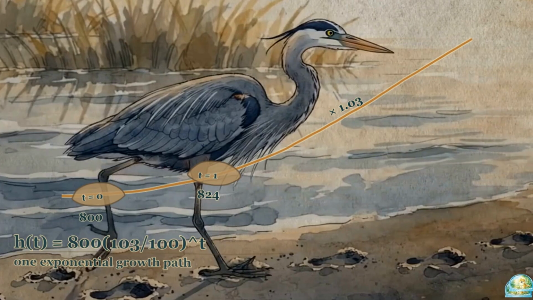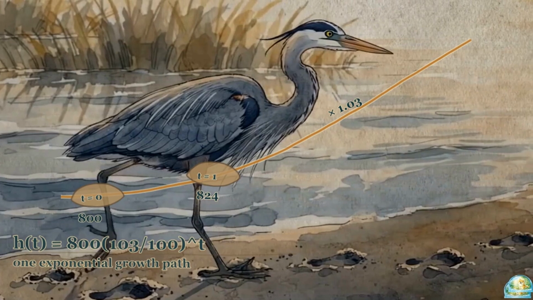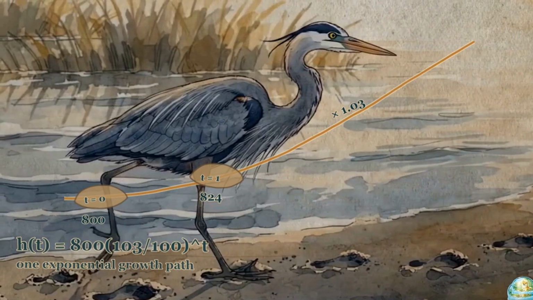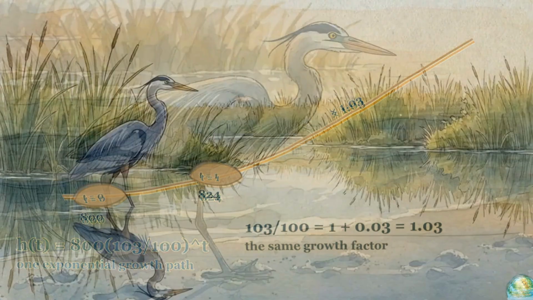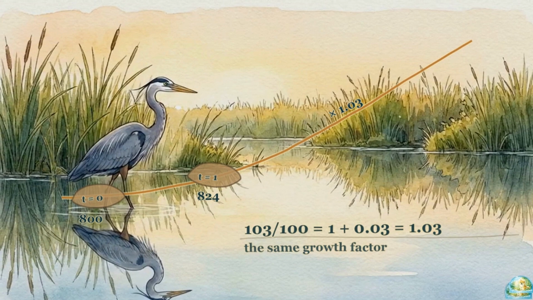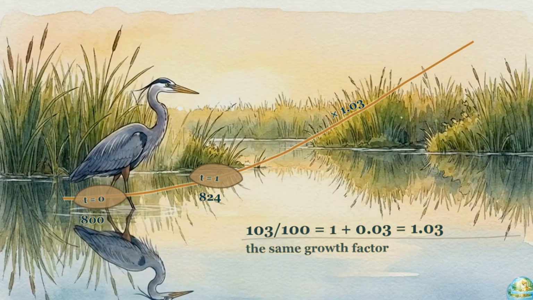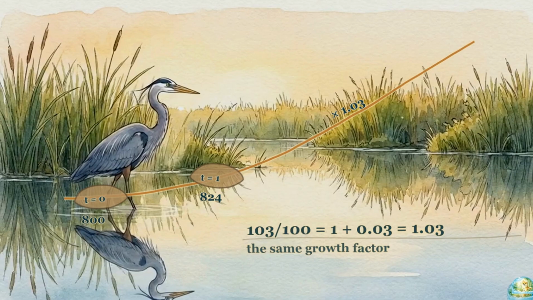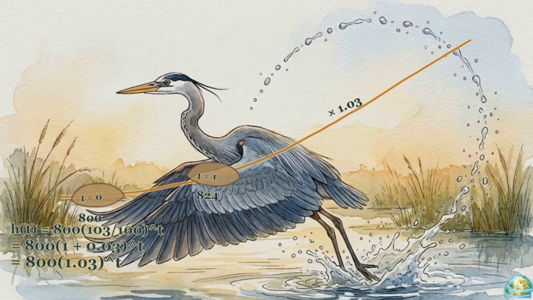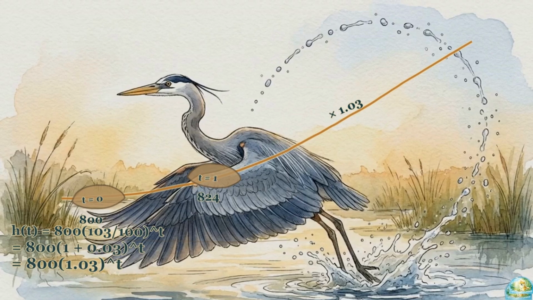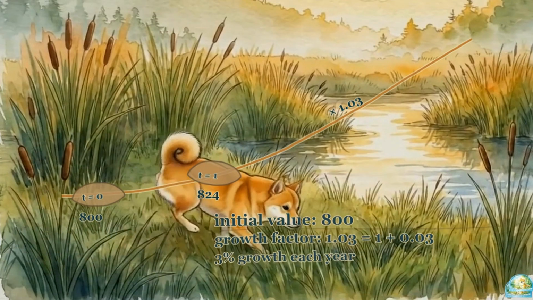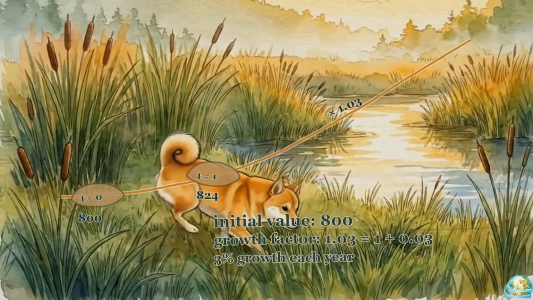Now rewrite one exponential function to reveal its percent growth. Let h of t equal 800 times 103 over 100, raised to t. Since 103 over 100 equals 1 plus 0.03, which equals 1.03, the complete same function chain is h of t equals 800 times 103 over 100 raised to t equals 800 times the quantity 1 plus 0.03 raised to t equals 800 times 1.03 raised to t.